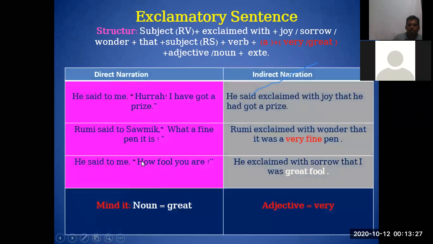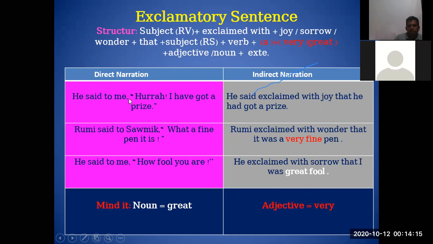Now I would like to go to the next slide, that is exclamatory sentence. An exclamatory sentence expresses joy, happiness, or sorrow, or wonder, etc. So we should put exclaimed with joy, or exclaimed with sorrow, or exclaimed with wonder in place of said to, and that is put in place of inverted comma. Then the rest of the sentence is as before. Here a note for you, mind it. Before a noun we put great, and before an adjective we put very. And here what, how will be converted into very or great.